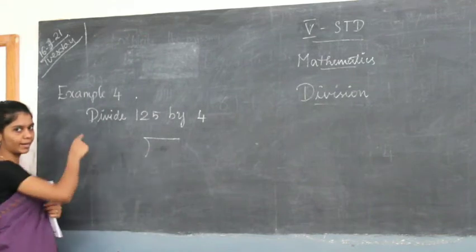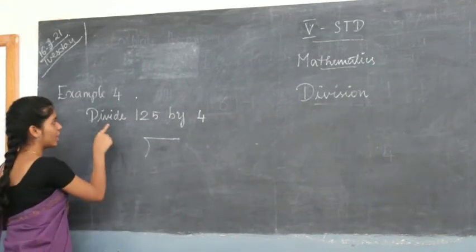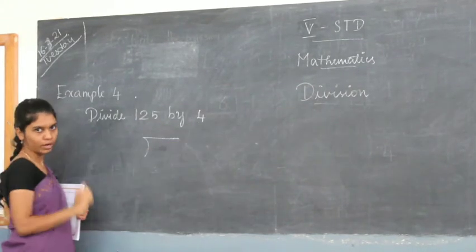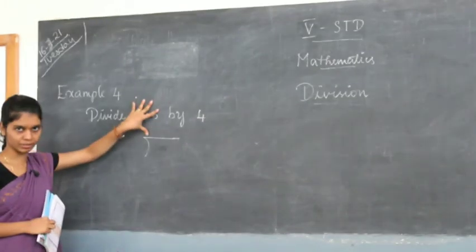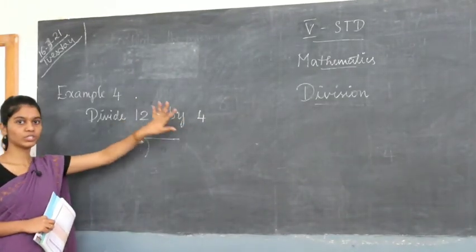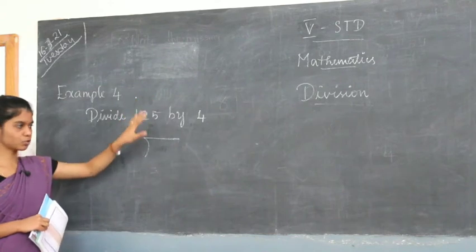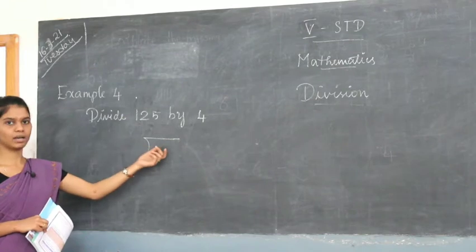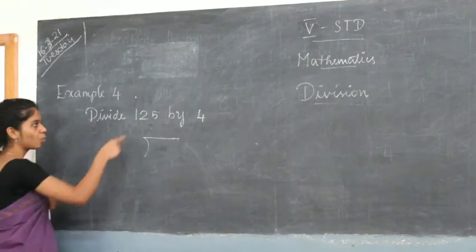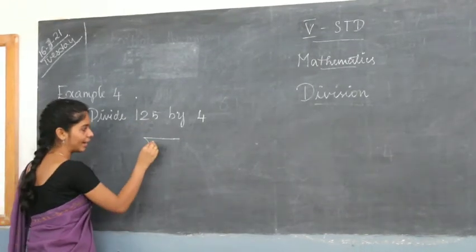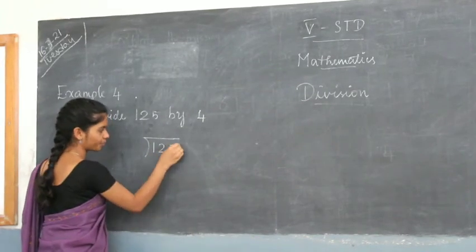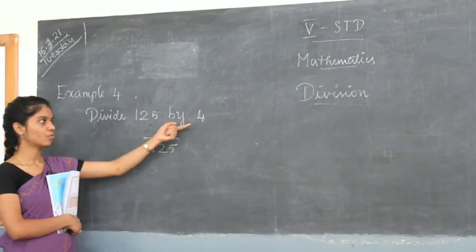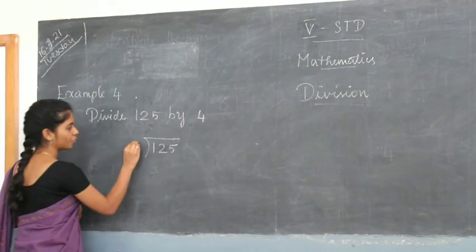So what is dividend here? We'll check. Divide 125 by 4. What you should do? You should divide this number by 4. So whichever number you want to divide, that number should be the dividend, and that number should be written inside the box, right? So 125 is your dividend and you will write this here. And which number are you using to divide this number? 4, right? So you will write 4 here.